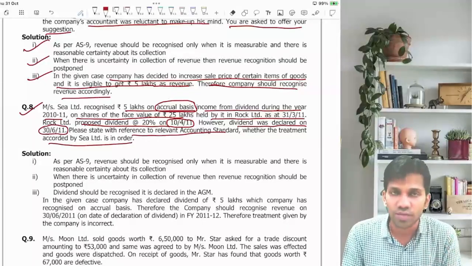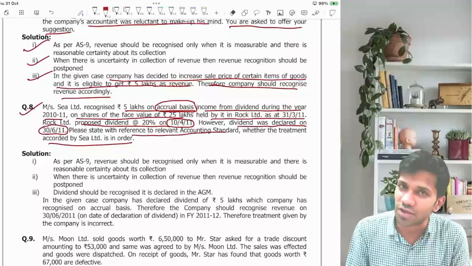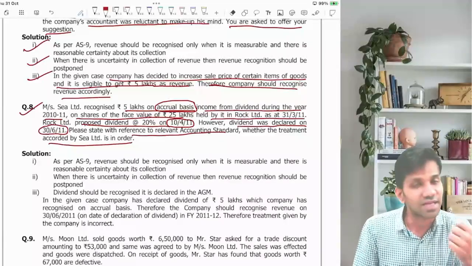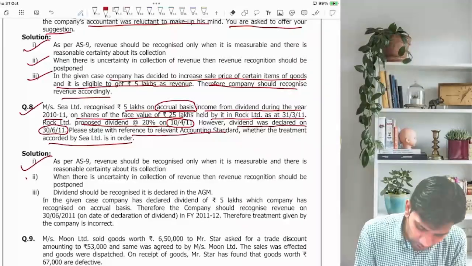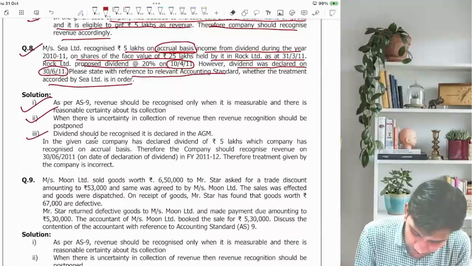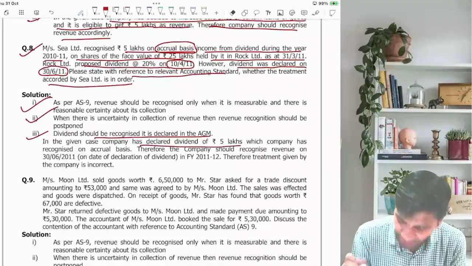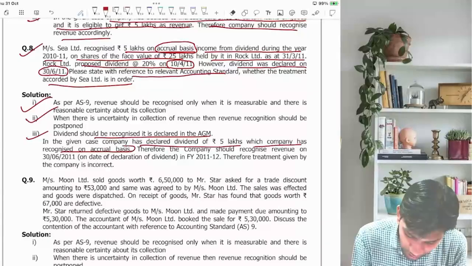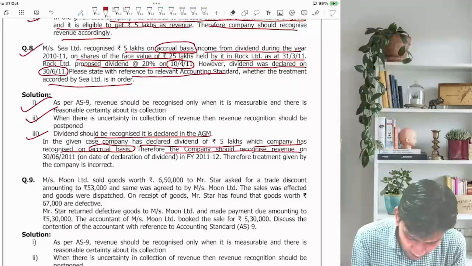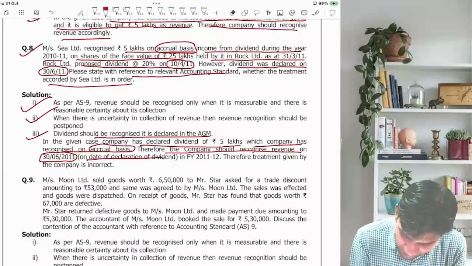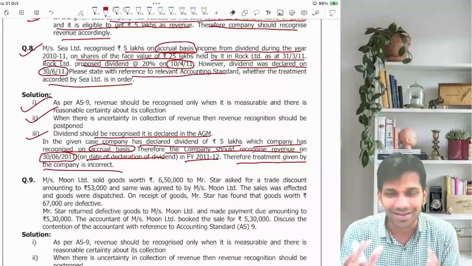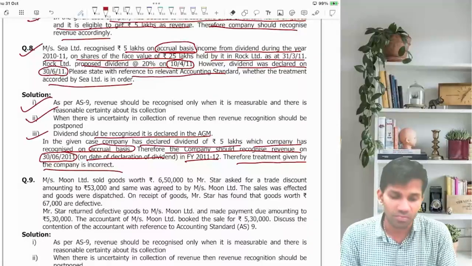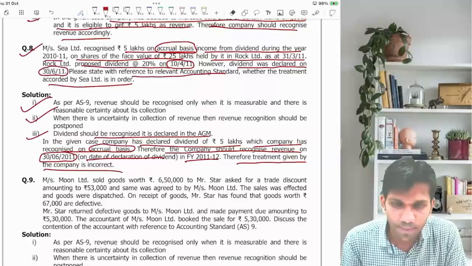As per AS-9, revenue should be recognized only when it is measurable and when there is reasonable certainty regarding its collection. If there is uncertainty in the collection of revenue, then revenue recognition should be postponed. In the given case, point number 1 and 2 are done. Dividend should be recognized when it is declared in the AGM. In the given case, the company has declared a dividend of 5 lakhs, which the company has recognized on accrual basis. Therefore, the company should recognize revenue on 30th June, that is the date of declaration of dividend, in the financial year 11-12. Therefore, the treatment given by the company is incorrect. This is question number 8 from my side. I hope it is very, very clear.